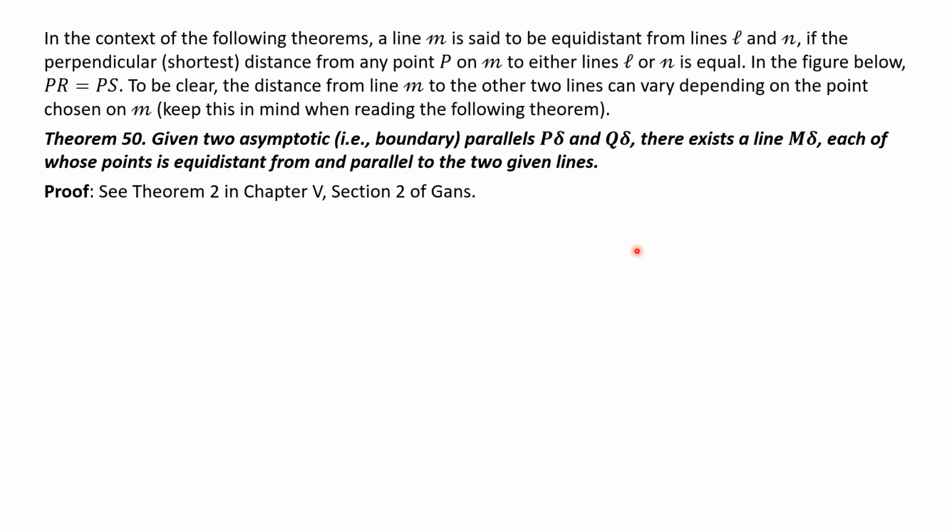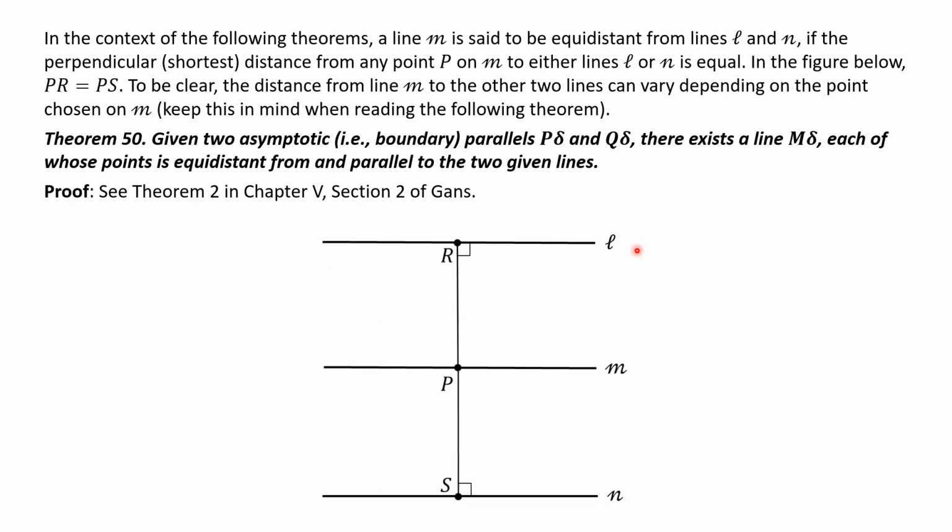In the context of the following theorems, a line M is said to be equidistant from lines L and N if the perpendicular, i.e. shortest distance from any point P on M to either line L or N is equal. So in other words, if we have a line M here and we're saying L and N are equidistant from M, and you pick any point P on M, then the shortest distance from P to L needs to equal the shortest distance from P to N. In other words, PR needs to equal PS. And if we picked another point P prime, then the shortest distance from P prime to L would need to equal the shortest distance from P prime to N.